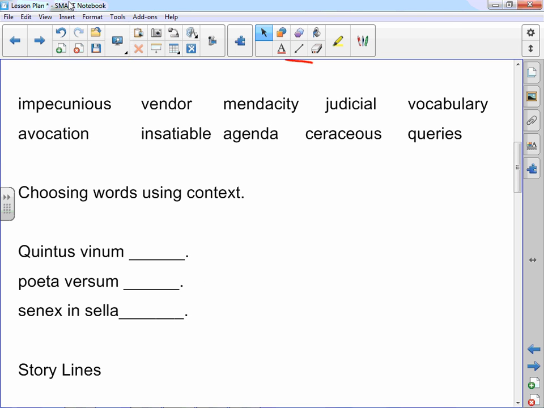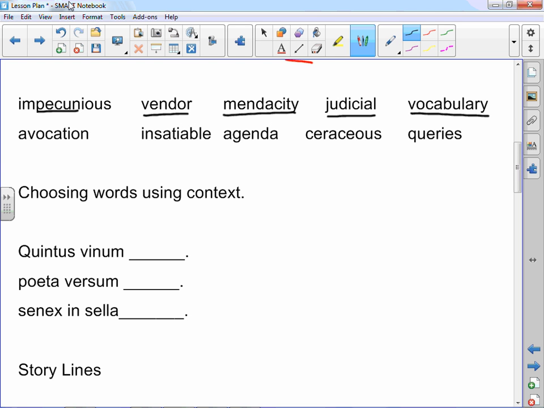Impecunious, coming from our pecunia, which is money. So impecunious means not having any money. So if I'm penniless or I'm broke or I'm poor, I would use that adjective. A vendor is someone who sells something, coming from vendo, which is to sell. Mendacity comes from mendax. Mendax means liar. Mendacity is the act of lying. So judicial comes from judex, which is to judge. So if I were using judicial, I would be referencing something that has to do with the court, something that is legal in matter. Vocabulary is the study of words and what they mean.